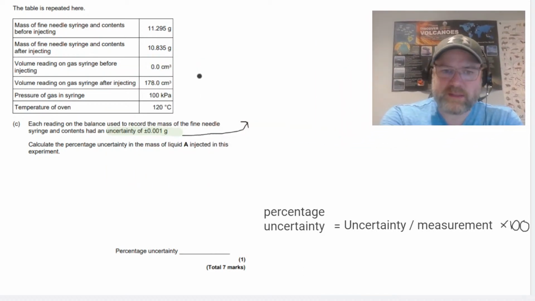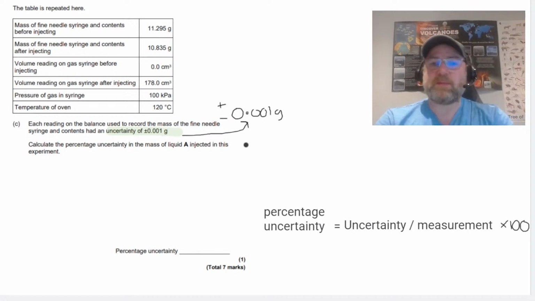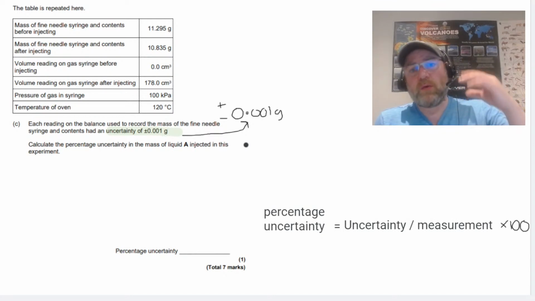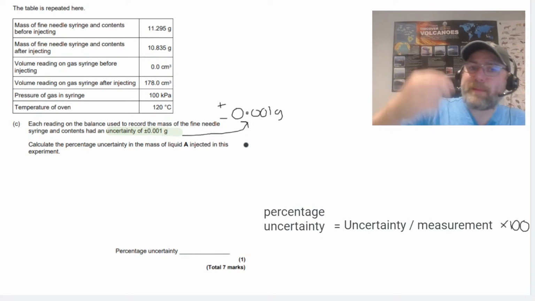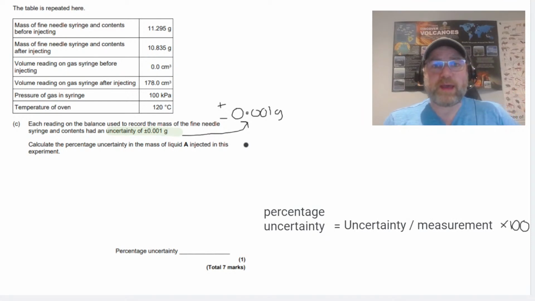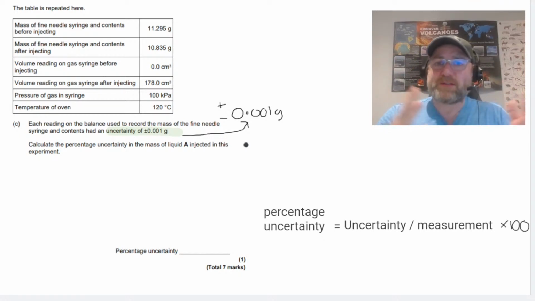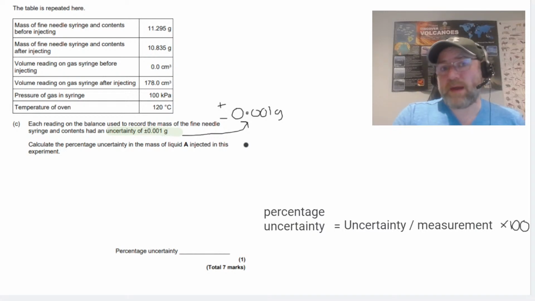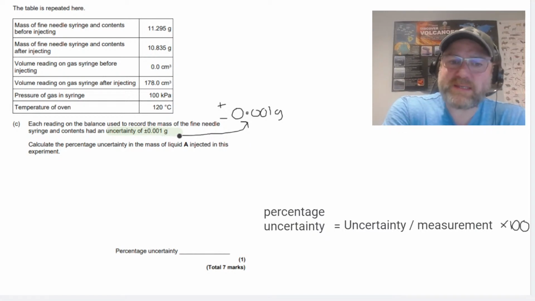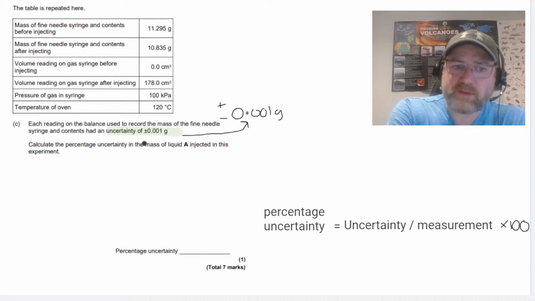Right, now you can see the question. Uncertainty is 0.001 grams. I'll do something on uncertainty at some point, on why you get uncertainty. But in every measurement you make in chemistry, when you're measuring volume in a burette, mass on a scale, gas in a gas syringe, there will be uncertainty. There'll be some error there, which is natural in any measurement humans ever make. So it's telling us that the uncertainty is 0.001 for each measurement.